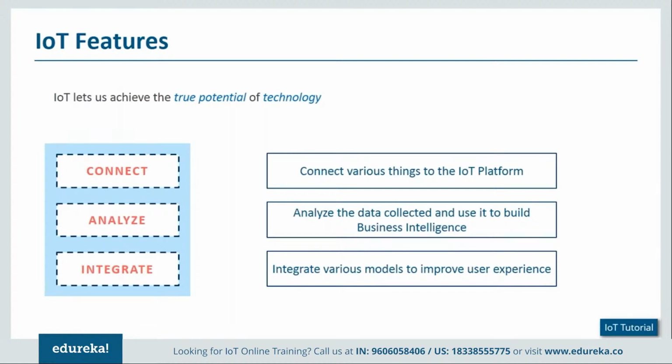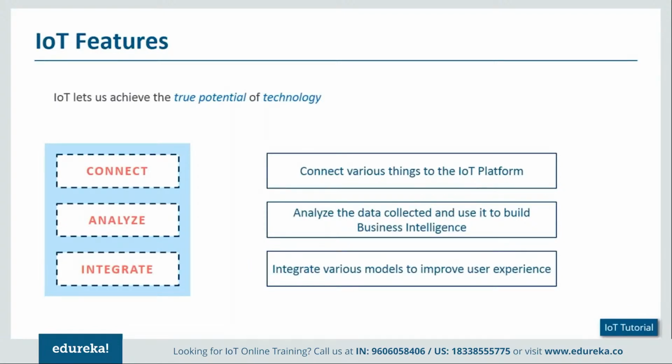Now there are mainly three aspects to Internet of Things as to how it works. First is the connect aspect. Here basically what you need to work on is you need to ensure that there's a connectivity between all the things around you, all the necessary things to the Internet of Things platform.